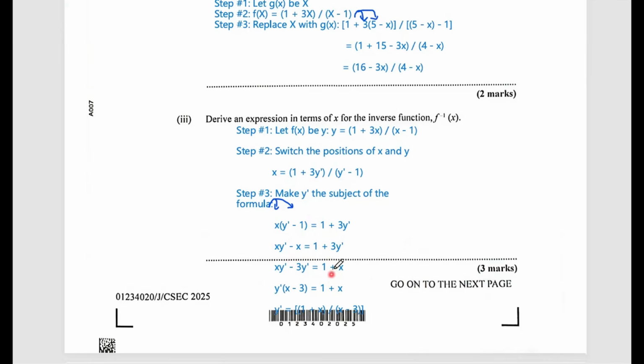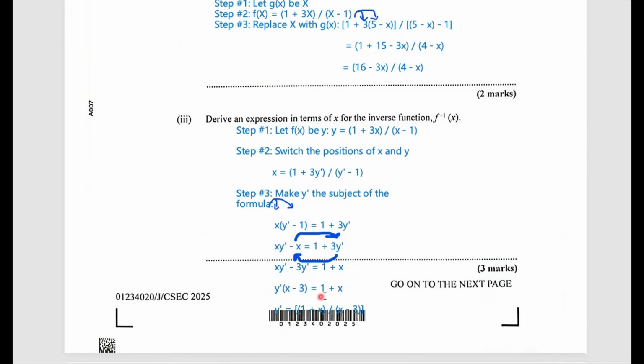All right, so I do carry the 3y prime across. This is what I wanted to show. And I carry minus x on this side. So we have xy prime minus 3y prime equal 1 plus x. So you pull out y prime, and you're left with x minus 3 equal 1 plus x.